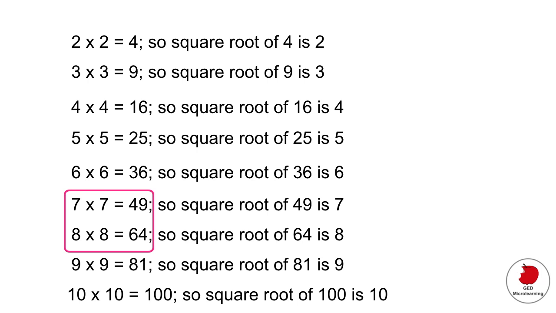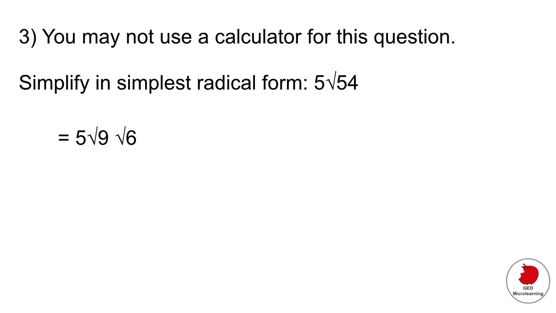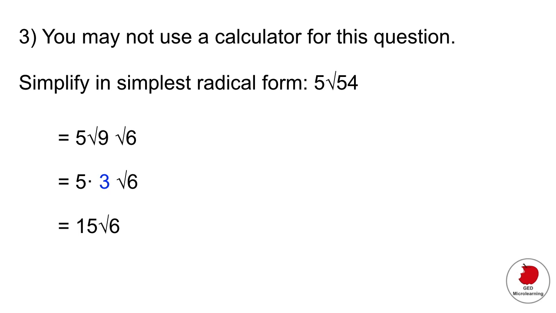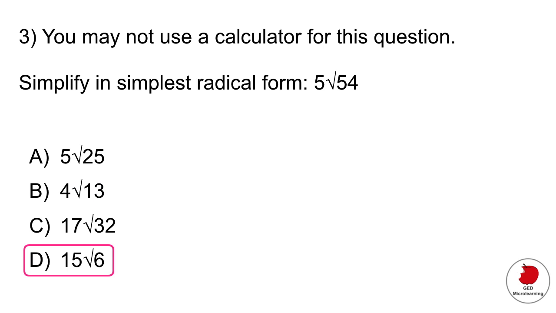So we're going to take that square root of 54 and break it down into two numbers. Square root of 54 is also equal to square root of 9 multiplied by the square root of 6, right? Because 6 times 9 is 54. If we look at our list, we know that the square root of 9 is equal to 3. So we'd simplify that square root of 9 into 3, which is there in blue. And then you just multiply 5 times 3, it gives you 15 square root of 6. So that is option D.